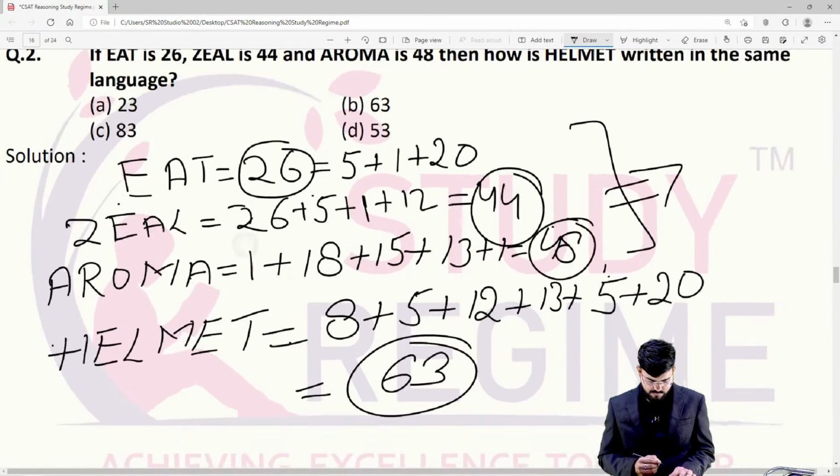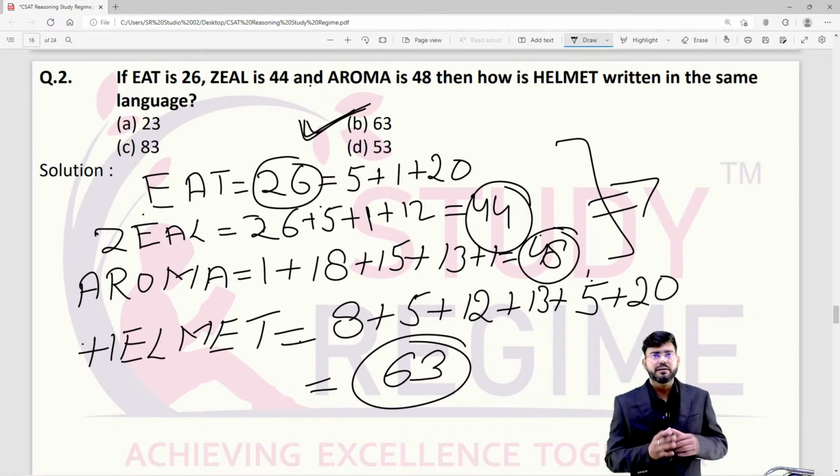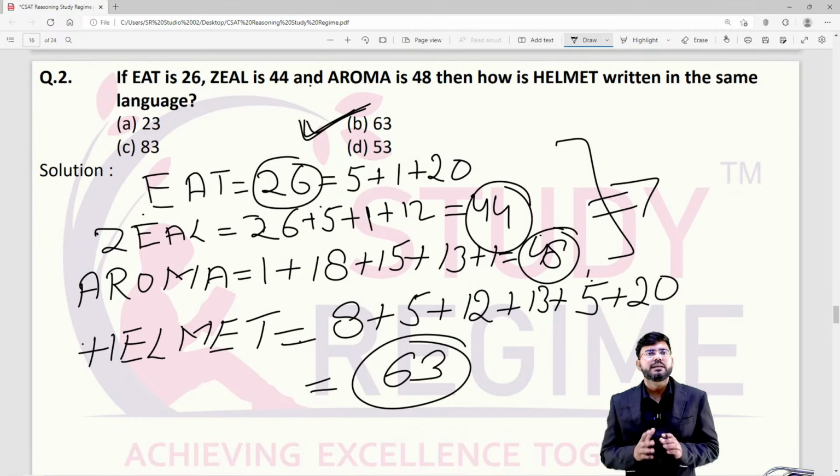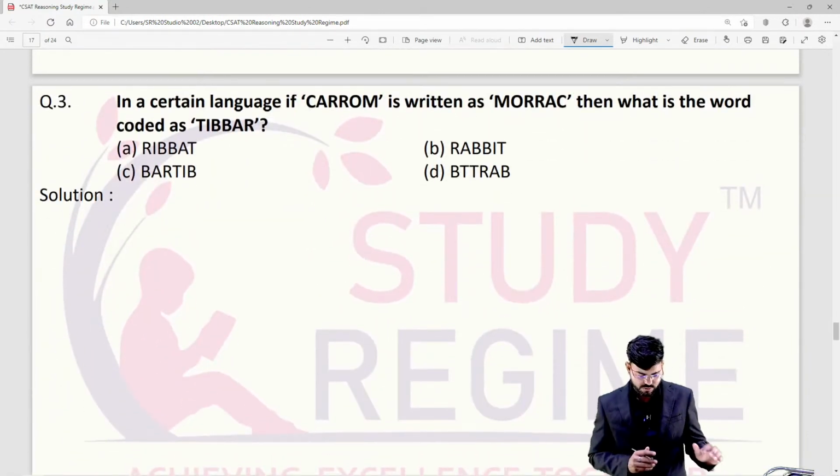Okay. So your answer will be what? Question number 2, B part. Clear? We have done nothing in this question. EAT was coded as 26, ZEAL was coded as 44, aroma was coded as 48. Now you have to code the helmet in the same way. Let's go with the third question.